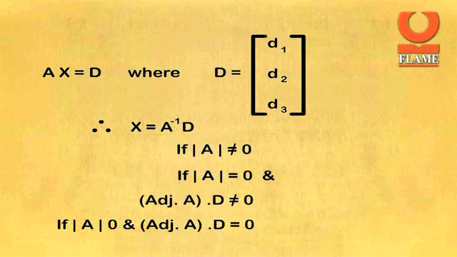System is consistent and will have unique solution if determinant A is not equal to 0. System will be inconsistent and have no solution if determinant A is equal to 0 and adjoint of A into D is not equal to 0. We cannot say anything about the solution or about the system if determinant A is equal to 0 and adjoint A into D is equal to 0.